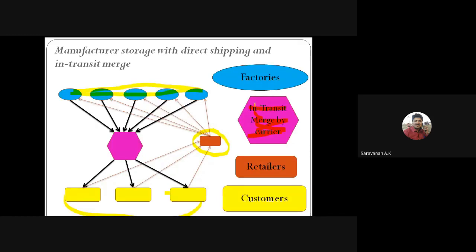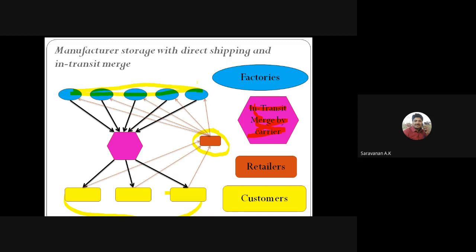The customers place their orders with the retailers, and the retailers have to communicate these orders to the different manufacturers or factories, depending upon the type of product, which is sourced from a particular factory. So each factory will have a different type of product.